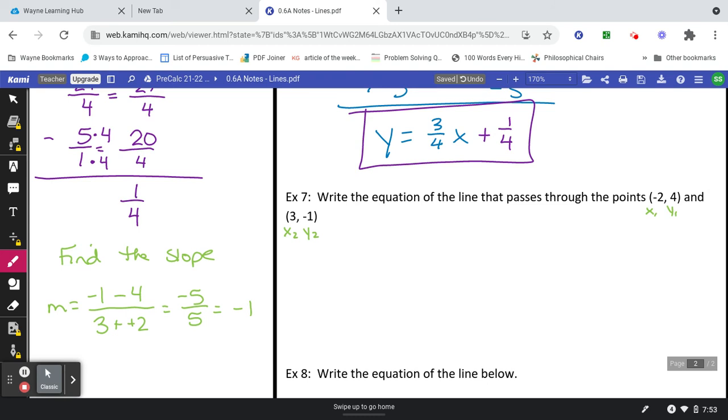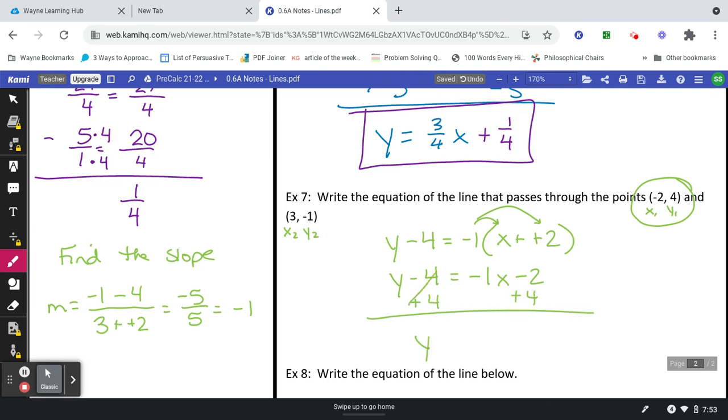And then from there, we can use our slope and this point, x1, y1, and plug it into our formula. We'll distribute and get the y by itself, add 4. You could write -1x, or you could just write -x plus 2. There we go.